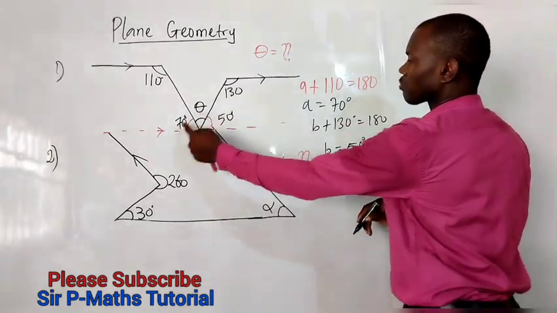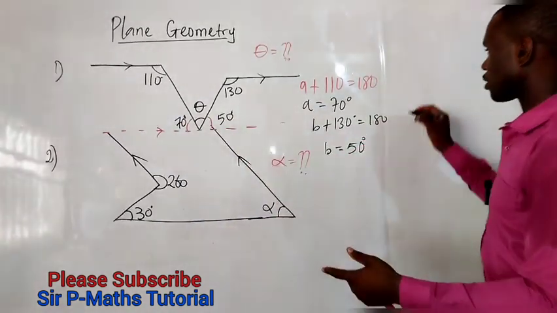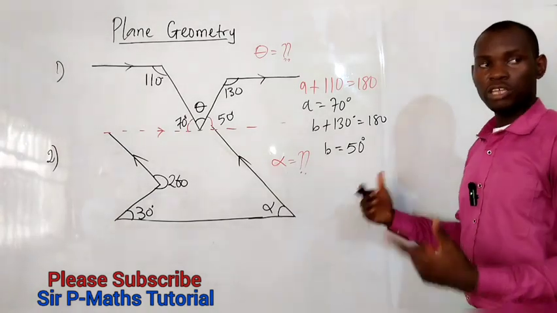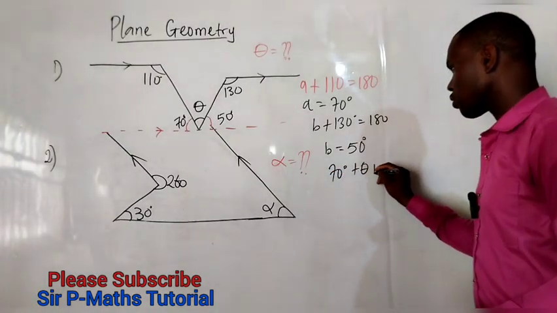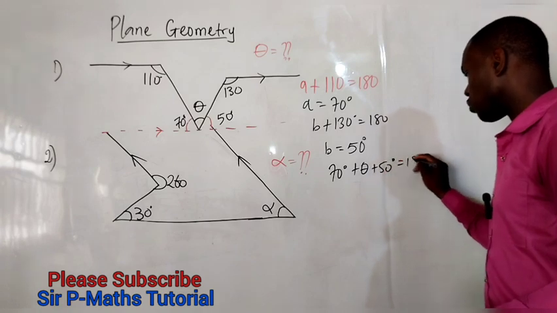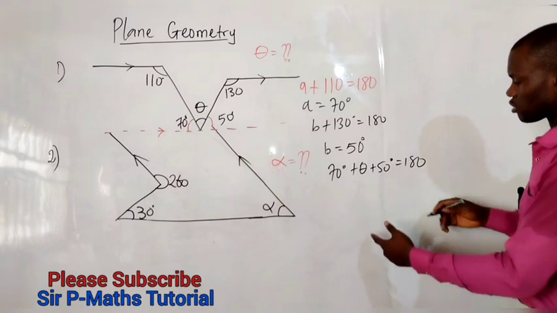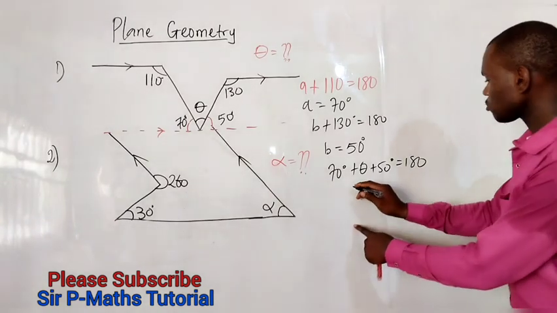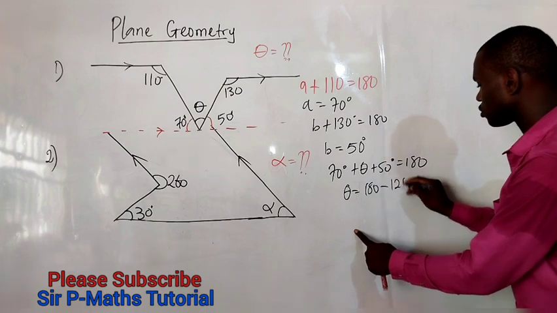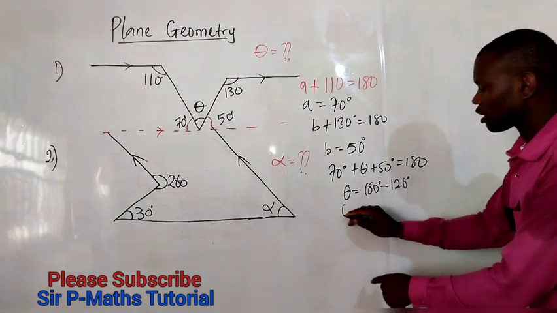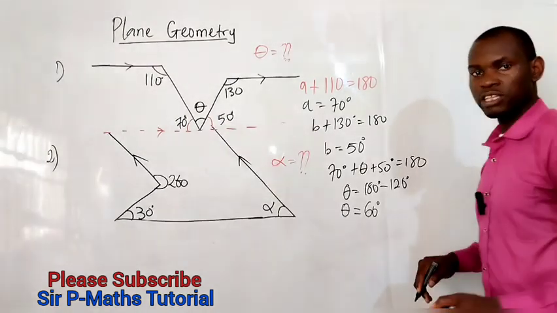Now to get theta, add 1, 2, 3 angles on the straight line. If you add angles on a straight line, you get 180 degrees. So 70 degrees plus theta plus 50 degrees will give me 180 degrees. Add the both, we have 120. So theta is equal to 180 minus 120 degrees. That means my theta is equal to 60 degrees. I believe you understood it.